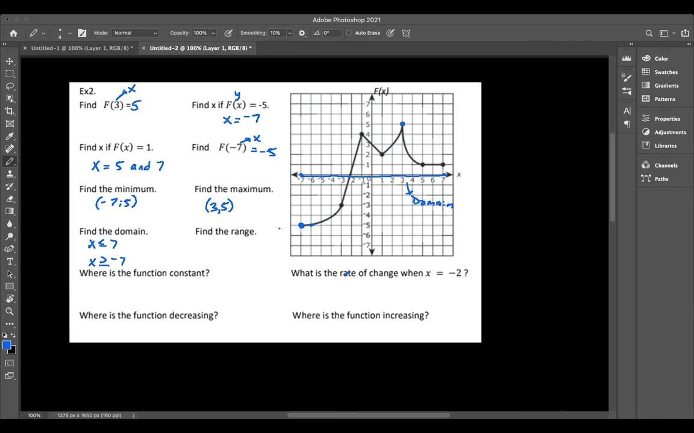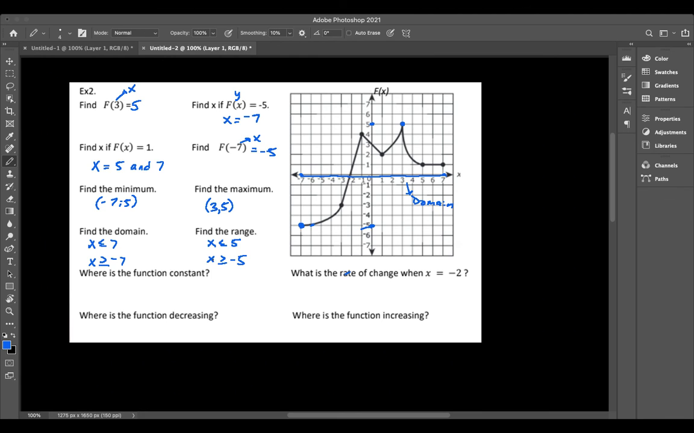Okay, and the next one is the range. What is the range here? So we go to the highest point right here, which is 5, and the lowest point here, which is -5. So then we just have to write x is less than or equal to 5, and x is greater than or equal to -5. Okay, and that's how it would work.